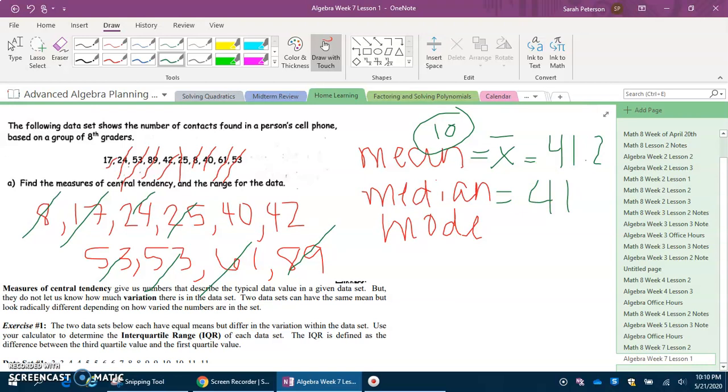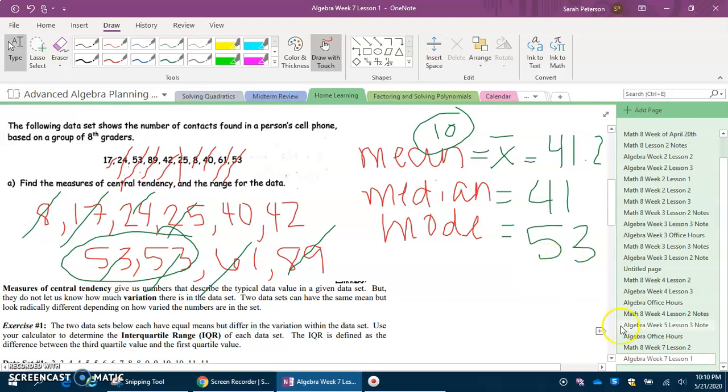That just means, and you could do that by finding the average of 40 and 42. You could do 40 plus 42 and divide by 2, because that's how many numbers there are, and you should get 41. So that's another way you can do it. And then the mode is the number that appears most frequently. So 53 is a number that appears twice. That's another reason why you put it in order, to see that more easily. So that's how you do it.